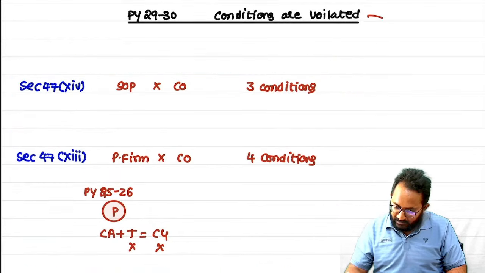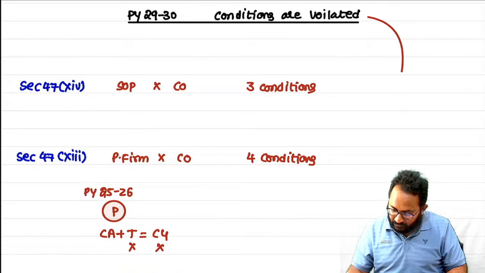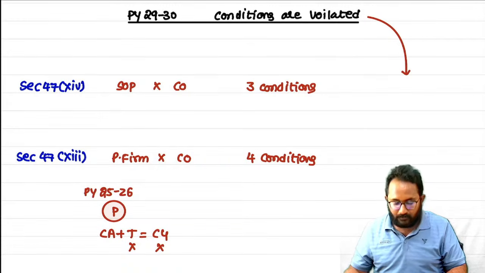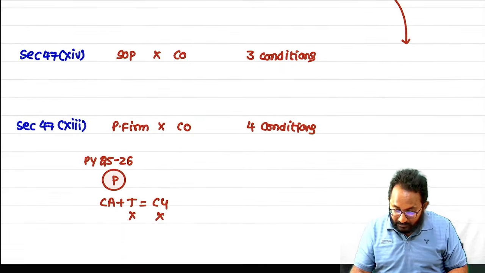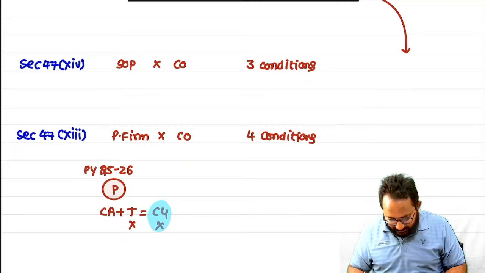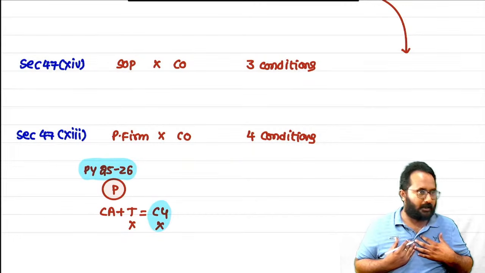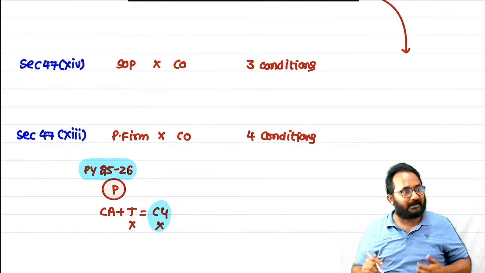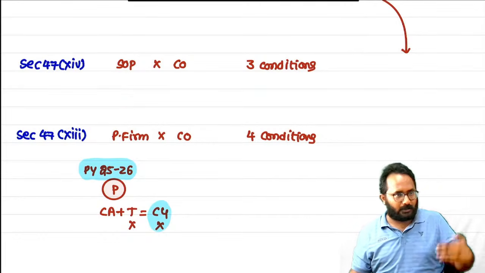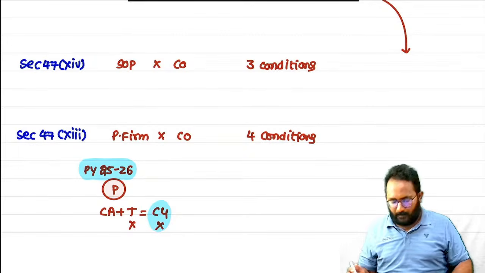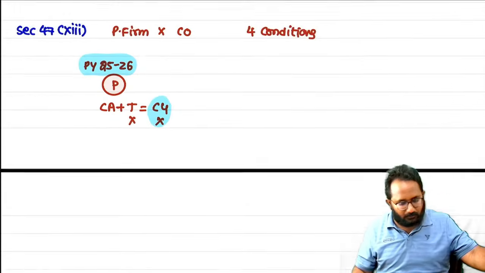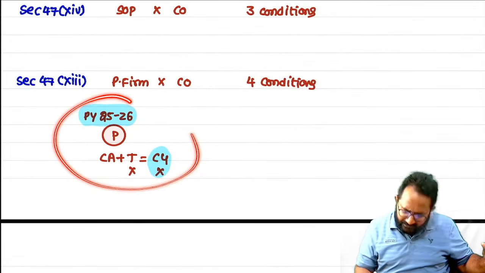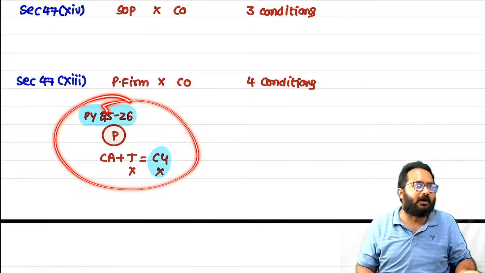If conditions are violated in future, in which year are they violated? 29-30. Whatever amount was exempted here, please calculate the capital gain in this year only. Suppose we calculated a capital gain of 2 lakh and exempted 2 lakh. Whether it is short term or long term, please calculate it in this year, but earlier it was exempt.